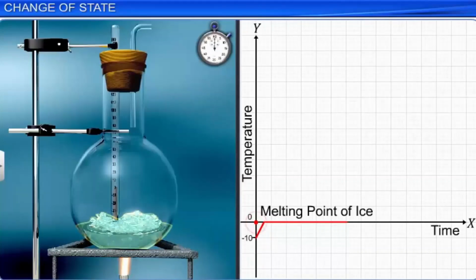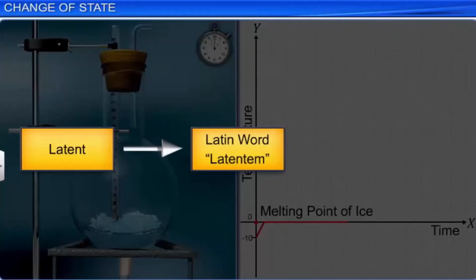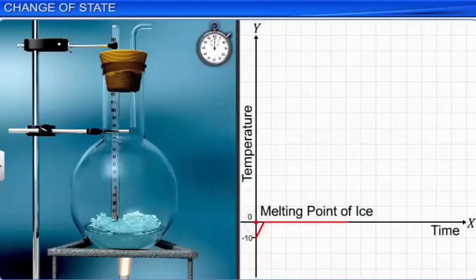The amount of heat absorbed by a unit mass of a substance to convert it completely from one state to another state is called latent heat, usually denoted by L. The word latent means hidden and is derived from the Latin root word latentum, which means to lie hidden. Latent heat is a characteristic of the substance.